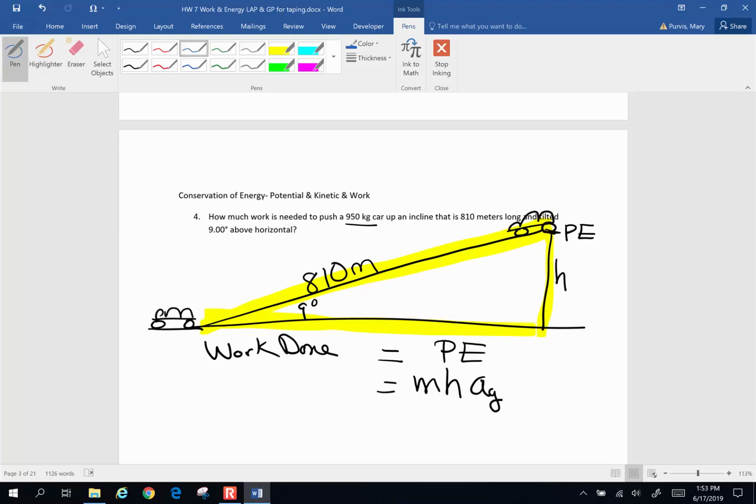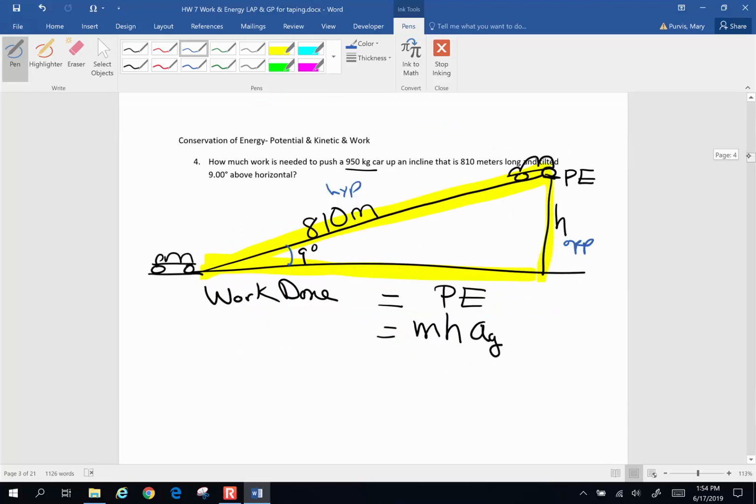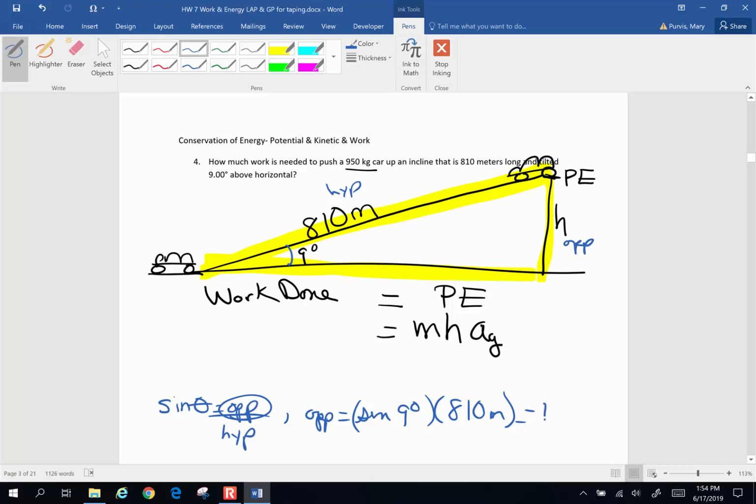And in order to use that triangle, this is going to be my hypotenuse. This is my angle and this is going to be my opposite side. To find h, I'm going to use sine. The sine of theta is opposite over hypotenuse. I want to know the opposite side because h over here is my opposite. So my opposite side is going to be the sine of 9 degrees times my hypotenuse, 810 meters. And if I put that in my calculator, sine of 9 degrees times 810, the change in height is going to be 127 meters. That's pretty high. This car was moved a long distance. So that is the height.